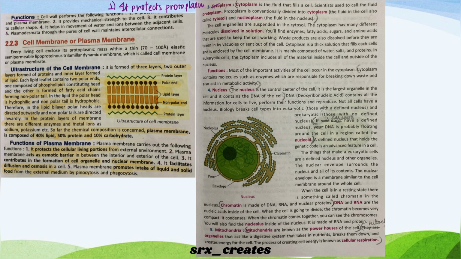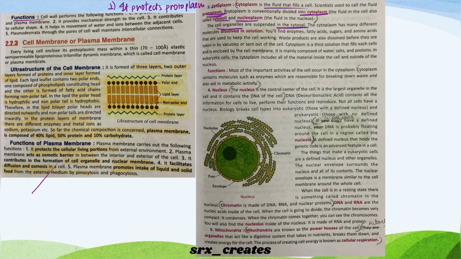Now cytoplasm. What is cytoplasm? Cytoplasm is the fluid that fills the cell. Scientists used to call the fluid protoplasm. Okay, this protoplasm is conventionally divided into cytoplasm and nucleoplasm. The cytoplasmic fluid is called cytosol, and nucleoplasm is the fluid in the nucleus. Okay, the cell organelles, as I said here, are suspended in the cytosol.